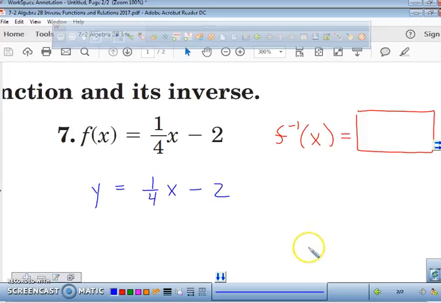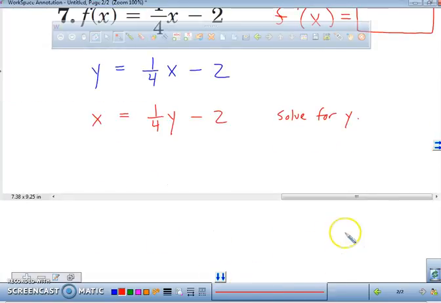Now I know it's been a whole day, but what would be the first thing that I'm going to do to solve for its inverse? Switch x and y. All right, let's do it. Switch the x and the y variables. Now, after we switch the x and the y variables, we simply have to solve for y.